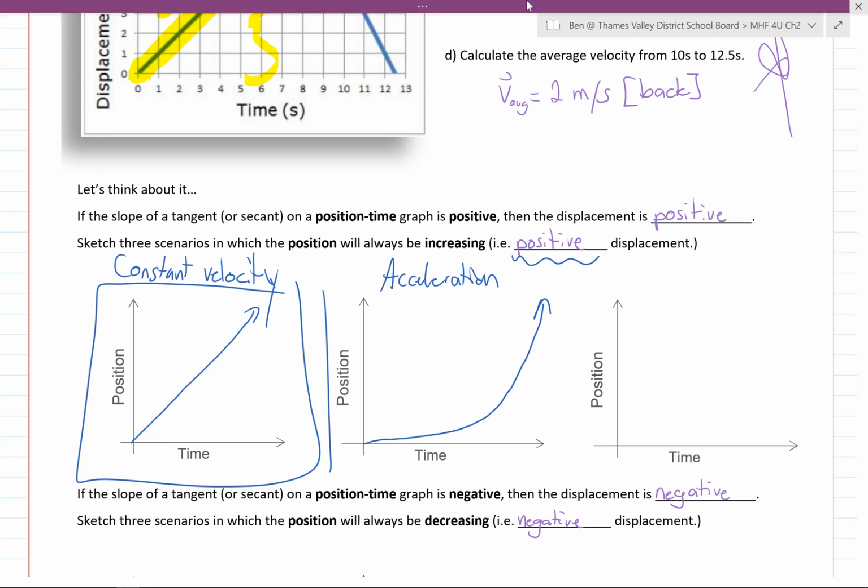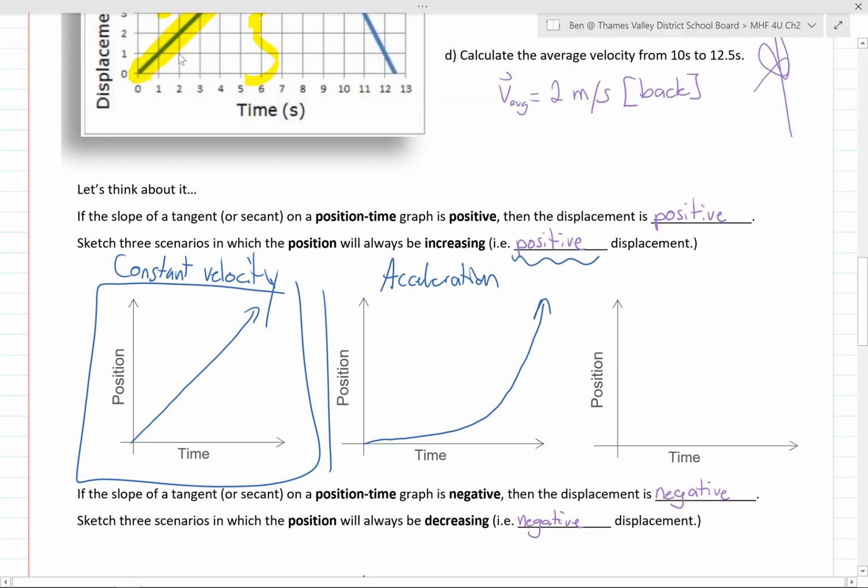Now, I know it's acceleration, and I'll explain that here, because if I draw some tangents, I could have a tangent there that looks like this, and at the beginning, the slope of my tangent looks much flatter, right? So this tangent, although it's positive here, it's only slightly positive. Over here, it's very, very positive, right? So my slope is increasing as I go along here. My slope of my secant is increasing. And that's what tells me it's acceleration.